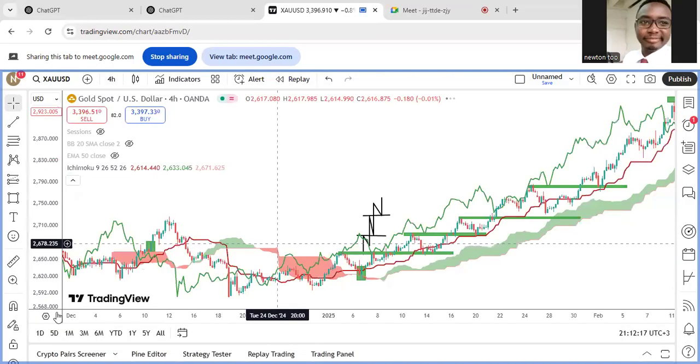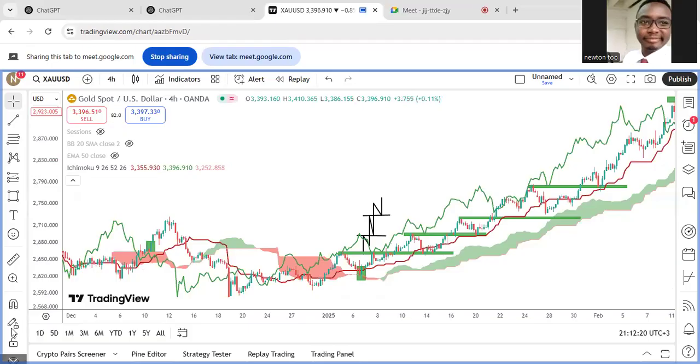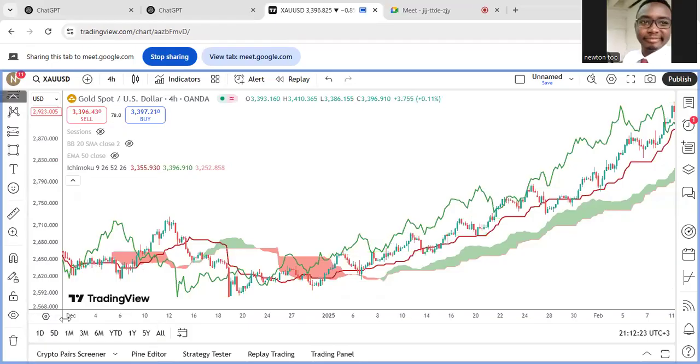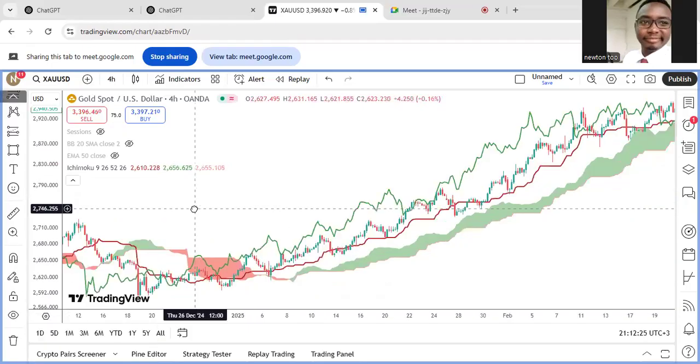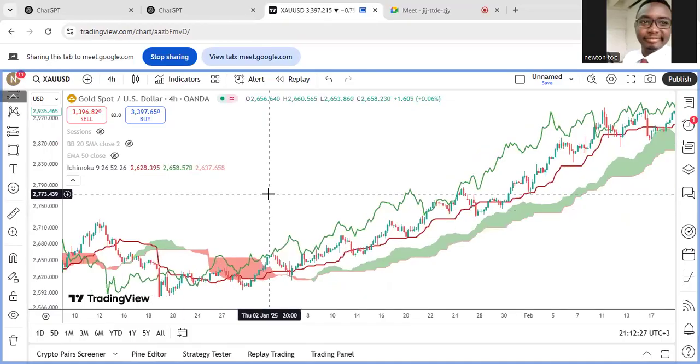So this lagging span you can see, it can confuse you if you don't stay very keen, it can confuse a lot. So you can see now we have the lagging span.